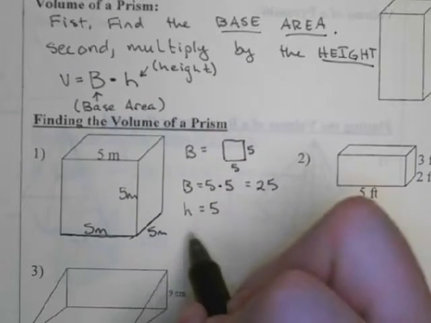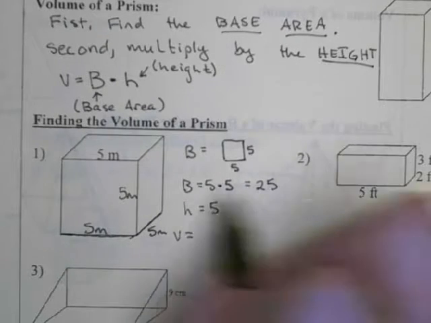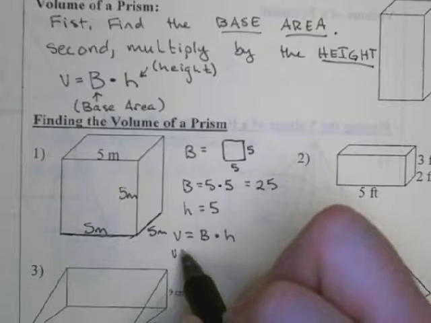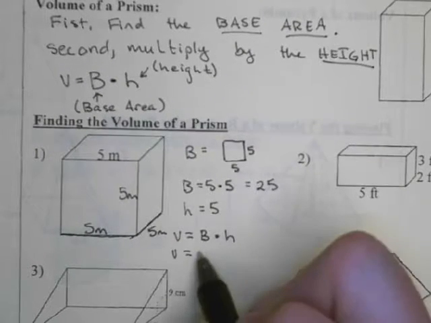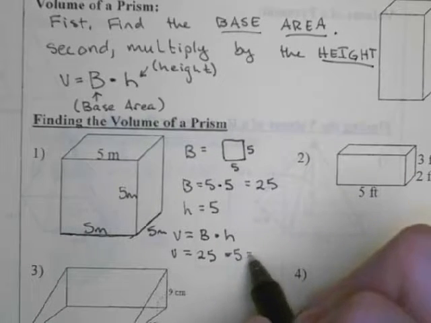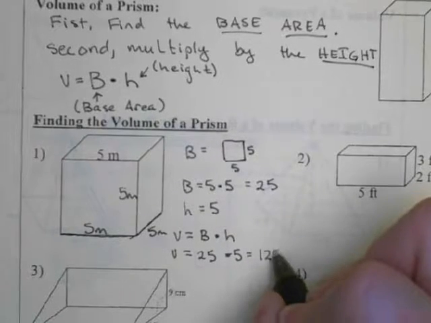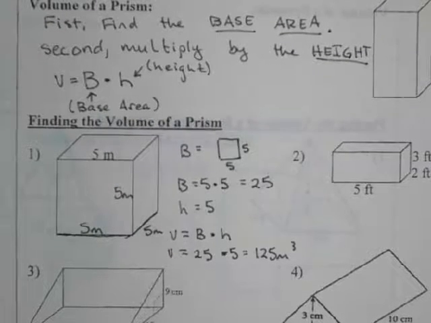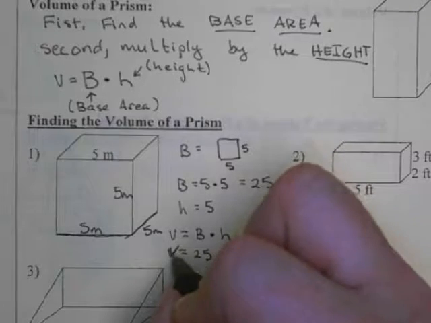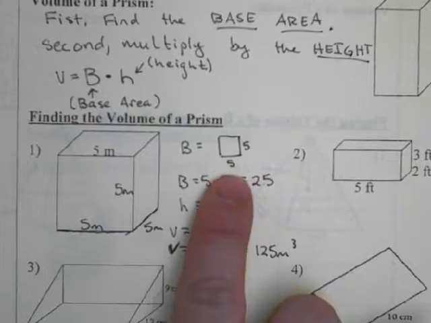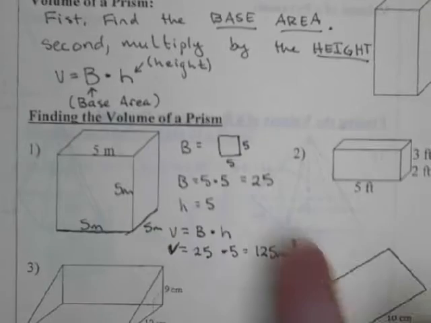So my volume would be equal to my base area times my height, which we found the base area is equal to 25, times 5 is equal to 125 meters to the third power. So that is how we're going to find the volume: first we find the base area, and then we can multiply that by the height.